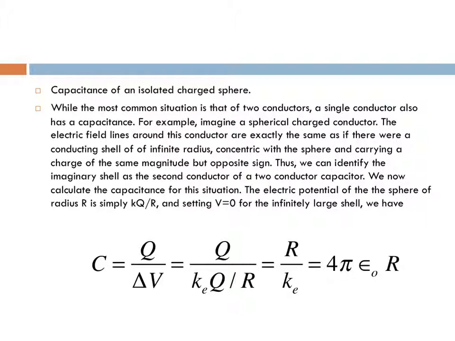We now calculate the capacitance for this situation. Remember that the electric potential of the sphere of radius r is simply kq over r, and setting V equal to 0 for the infinitely large sphere, we have, again, our potential is kq over r. Q's will cancel, so we're left with r over k, or just simply 4 pi epsilon naught r. Now again, this is not very common, but it is important that you've seen it before.